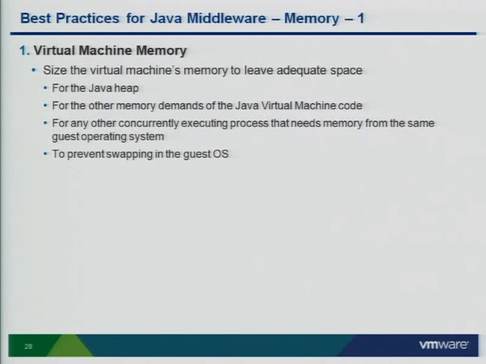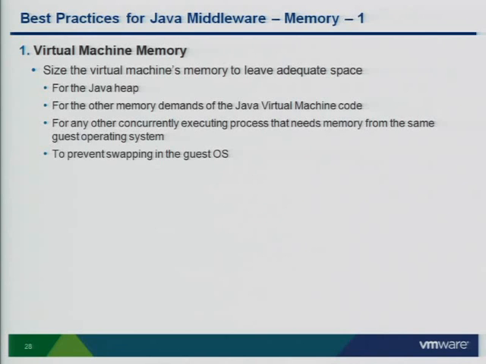So, step number 1 for memory, and I said memory is the most important area for best practices in Java, is size your virtual machine's memory to leave adequate space for the Java heap, and you may have 2 Java processes, so you've got to add those heaps together. Leave enough space for the JVM code. There is a formula for that in the paper.